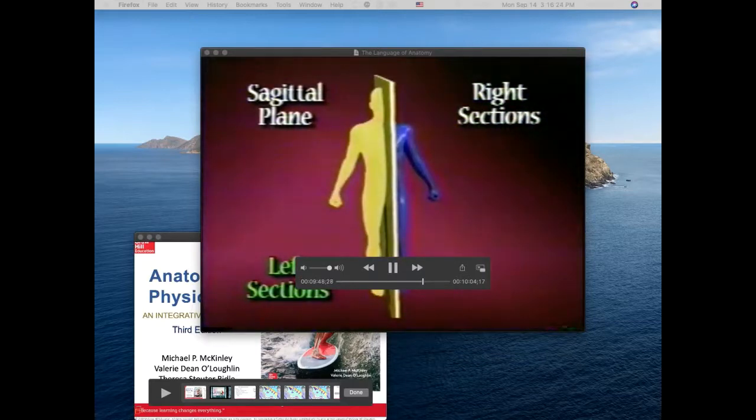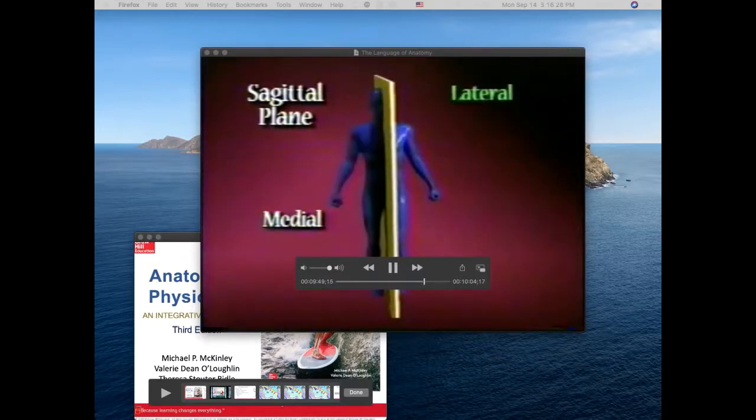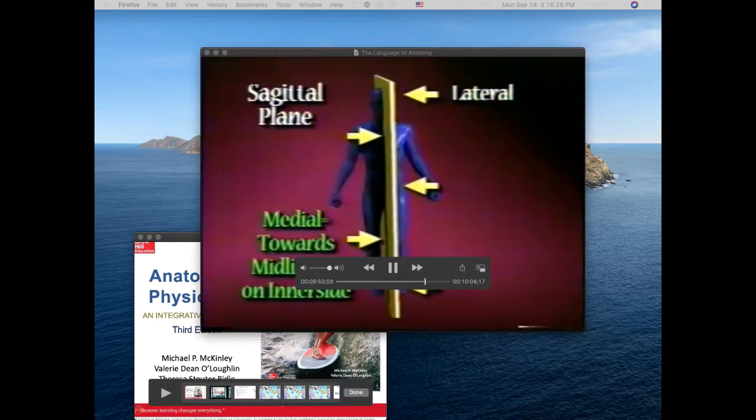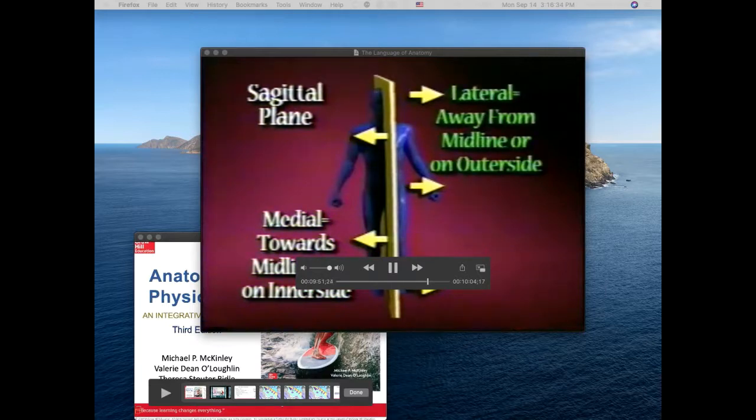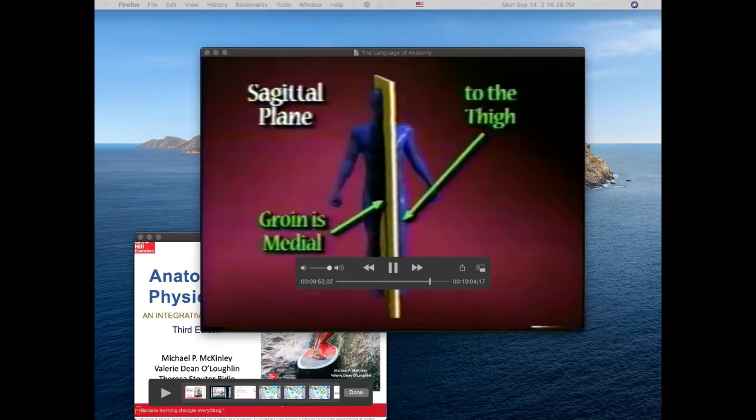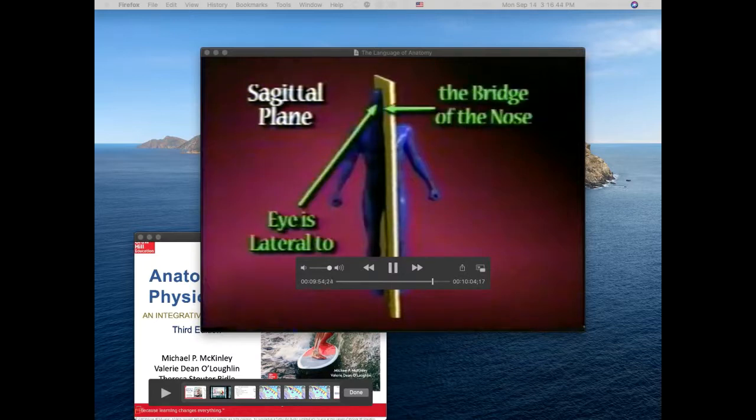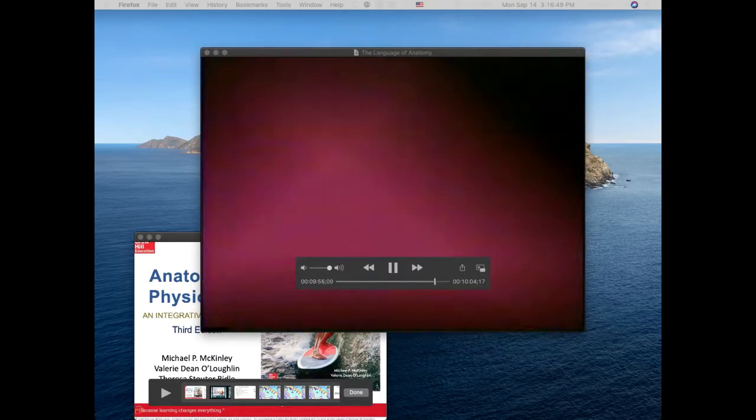When dealing with this section, the terms medial and lateral come in handy. Medial means toward the midline, or the inner side of, and lateral means away from the midline, or on the outer side of. So the groin is medial to the thigh, because it's on the inner side of the thigh, and the eye is lateral to the bridge of the nose, because it's on the outer side of the bridge.